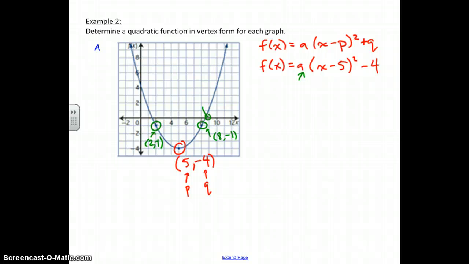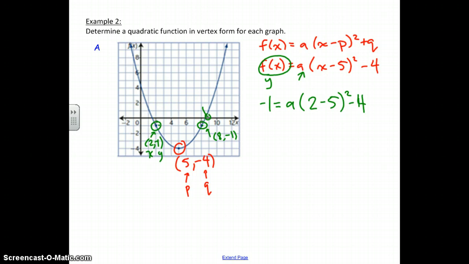In this case, this one was highlighted for us, and this one was highlighted for us. So I'm going to use this one here. I'm going to say x is my 2, y is my -1. Remember, the f of x here stands for the y value of our function. So we have -1 equals a bracket, and we want to put in there what we're subbing in, so it's 2 minus 5 squared minus 4.